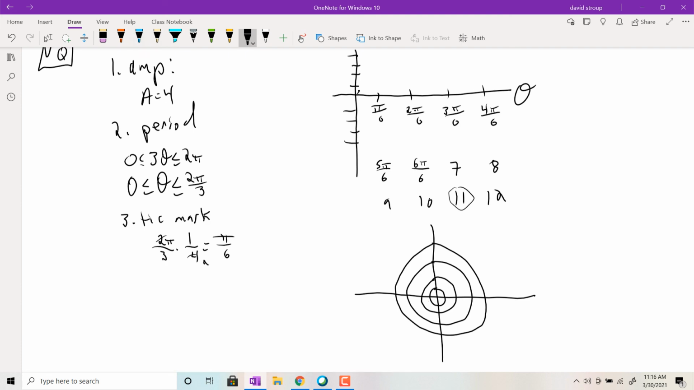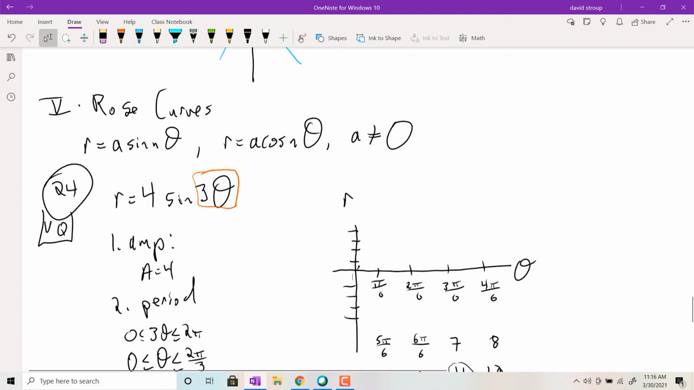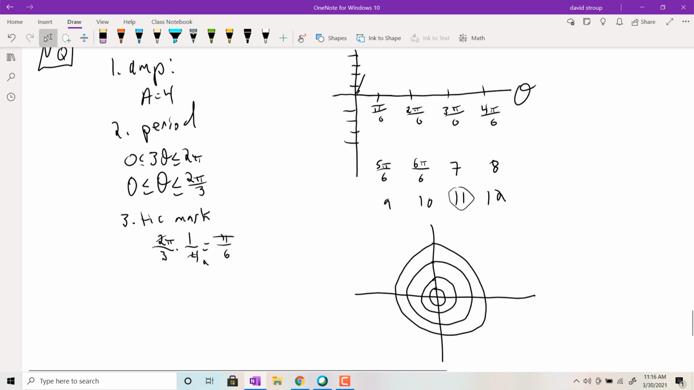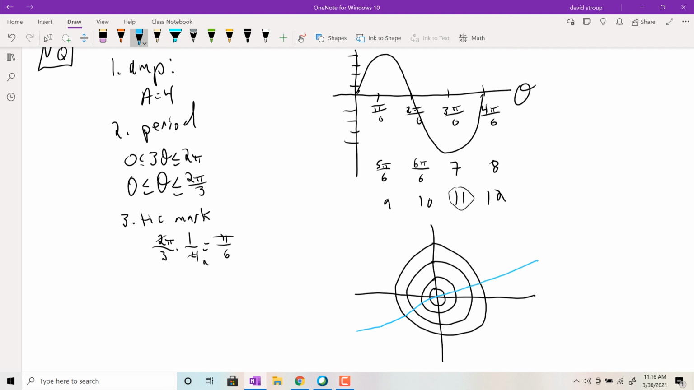So it starts at 0. It was a sine, right? Yeah. It starts at 0 and does that. Okay, so again, from 0 to pi over 6, that's this angle right here, it's going from 0 to 4. So it's going from here to here. And so 0 to 4.